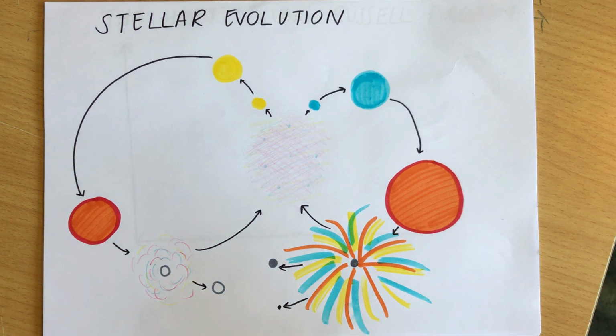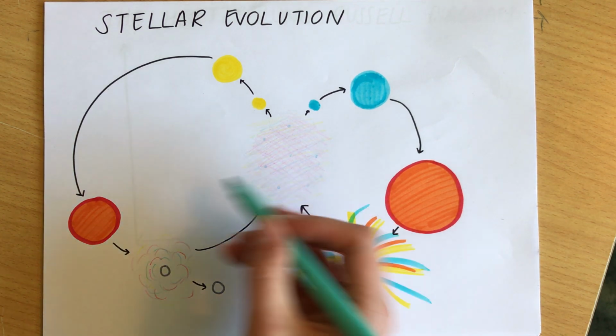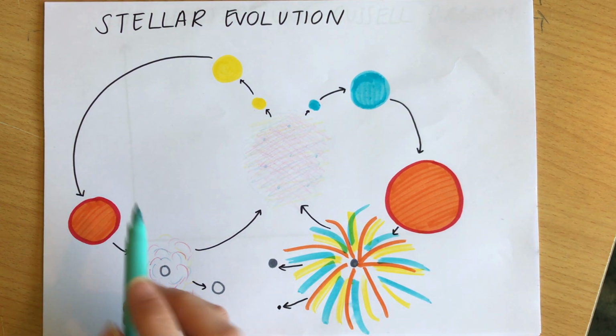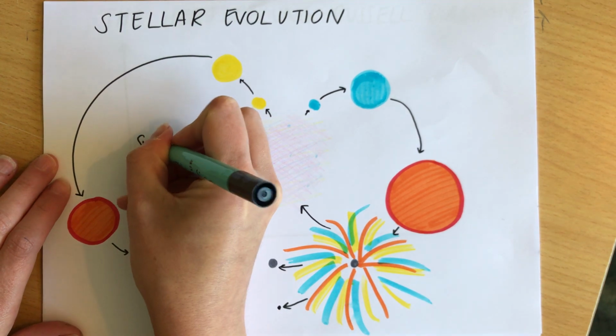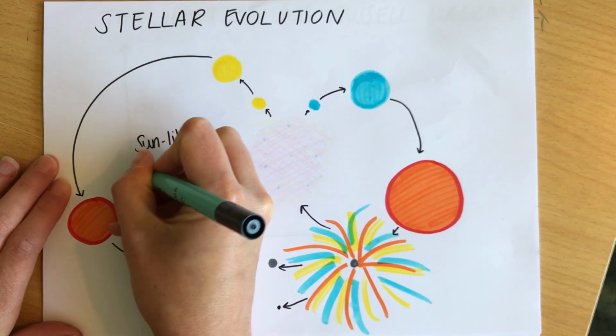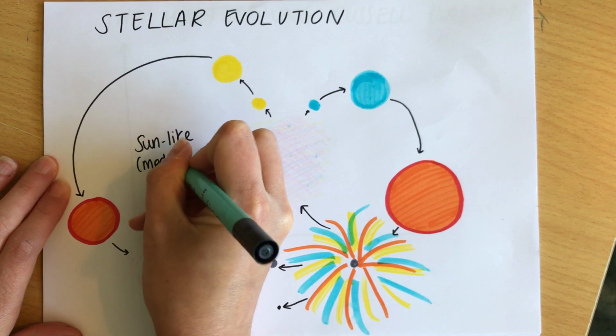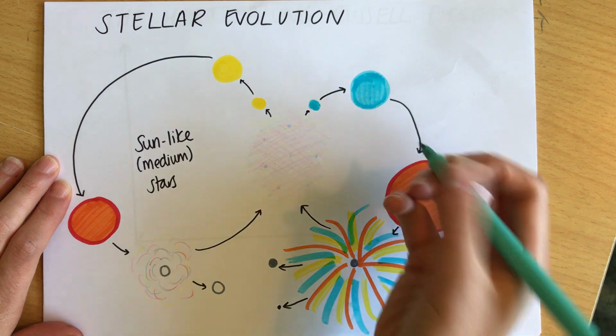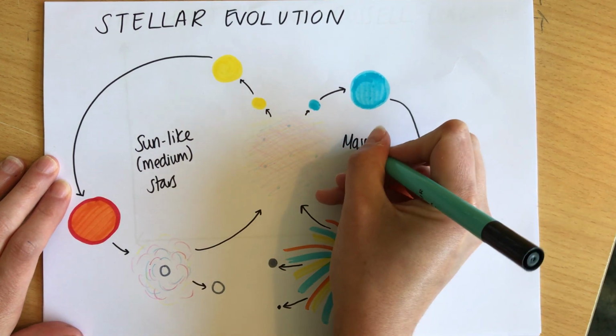And I like this diagram here because this diagram shows us that stellar evolution is a cyclical process. It's not that a star is born, it dies, and that's the end of it. When a star dies, the remnants of the star become the new stars. And we've got two different types of process going on here. We've got stellar evolution for sun-like stars on this side, or sun-like stars are also called medium-sized stars. And then we've got stellar evolution here for massive stars.